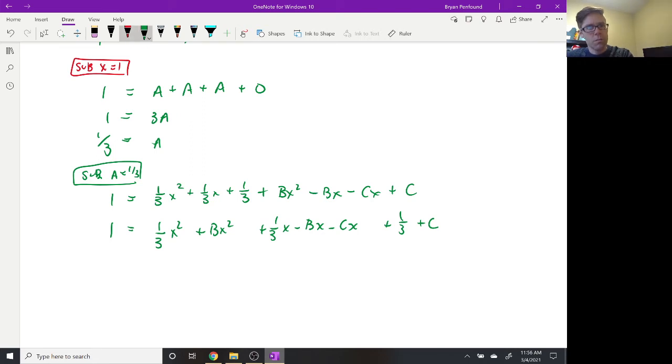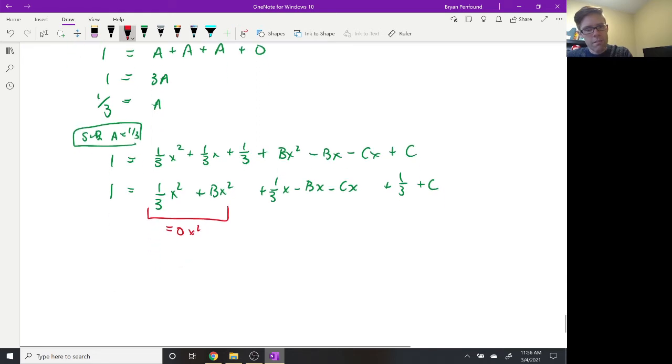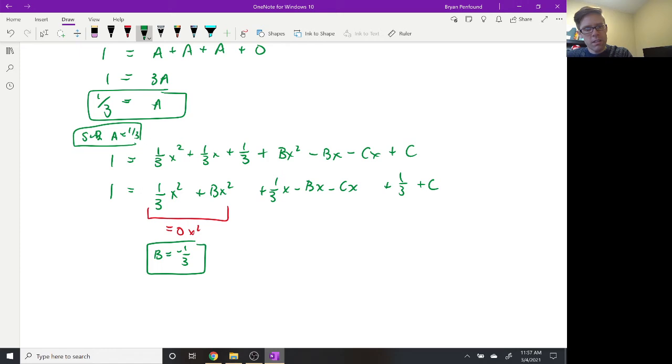Okay, this isn't too bad. We would like this to equal 0x squared, so that forces b to be equal to negative 1/3. Okay, so there's our second bit here. So we have a is equal to 1/3, b is equal to negative 1/3. And then the last thing that we need is for all of this to be equal to the number 1, because we have a number 1 over on the left-hand side. So knowing that, we have 1 is equal to 1/3 plus c. So it looks like c is also going to be negative 1/3.